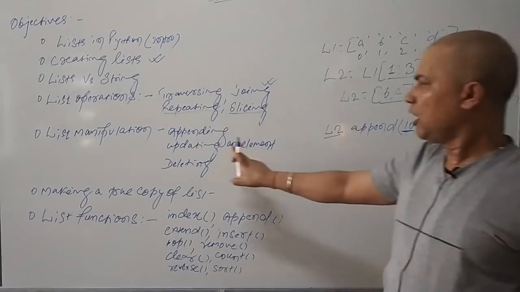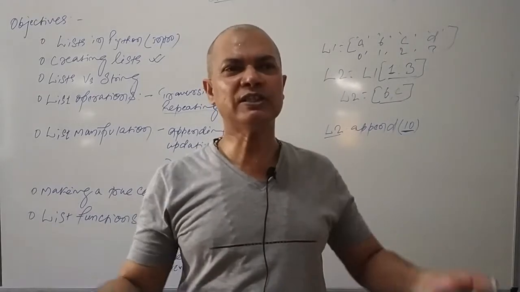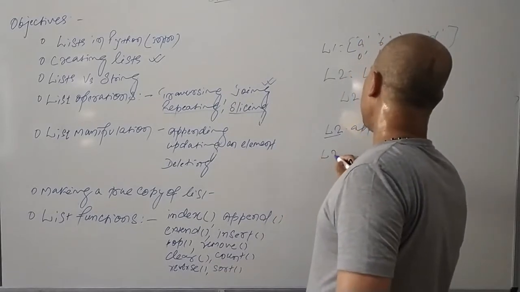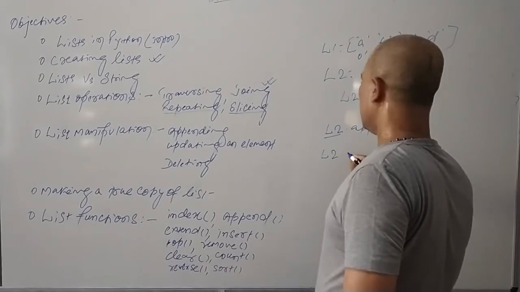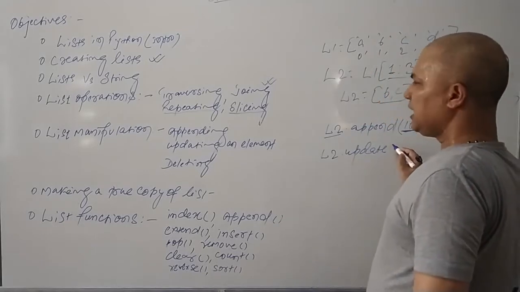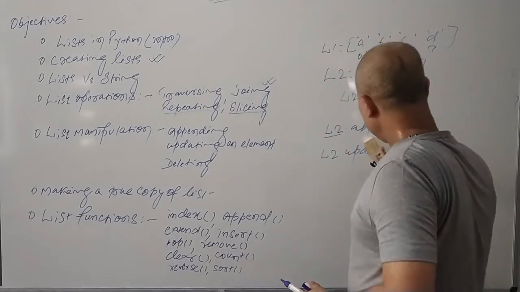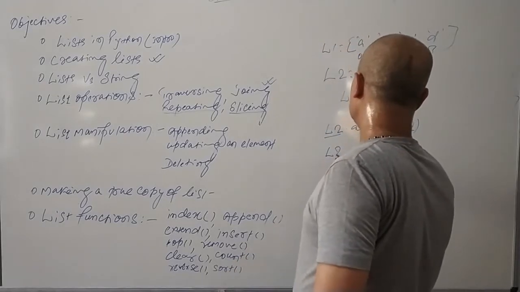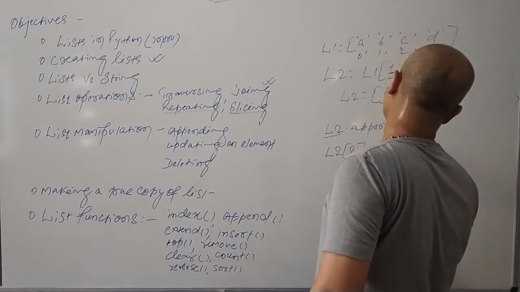Now updating an element, simply replacing an element with another element in a list, that is called updating an element. For updating, you simply use the list name, the index position, that is 2, and equal to whatever you want.